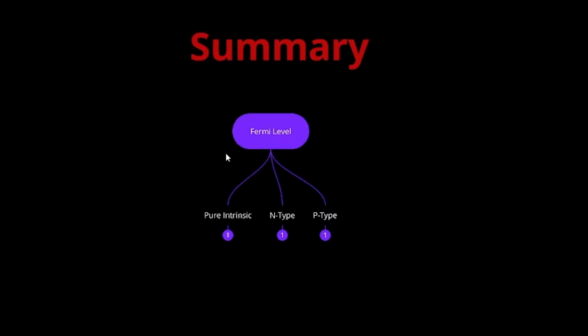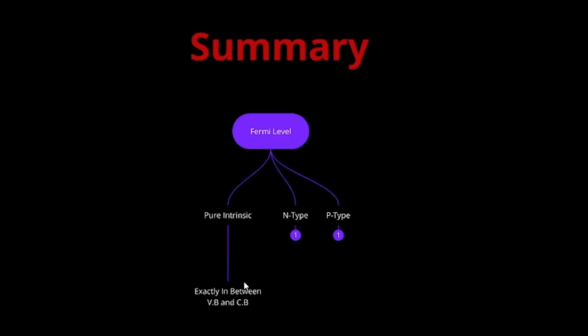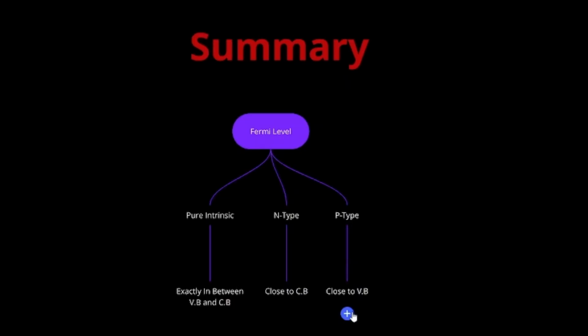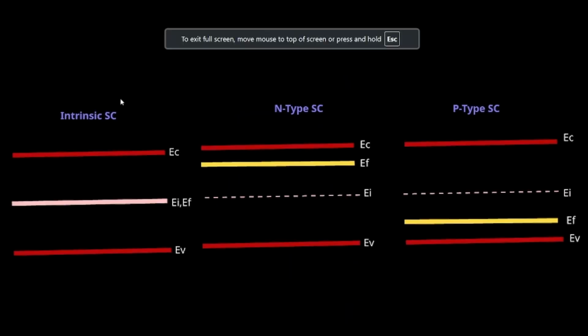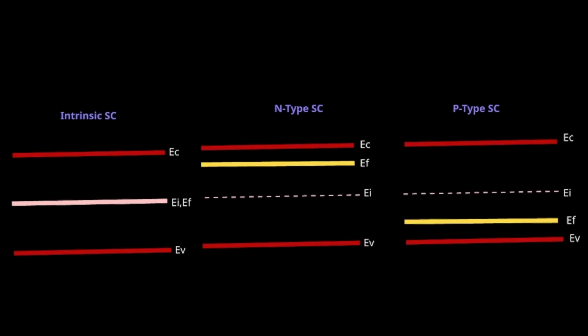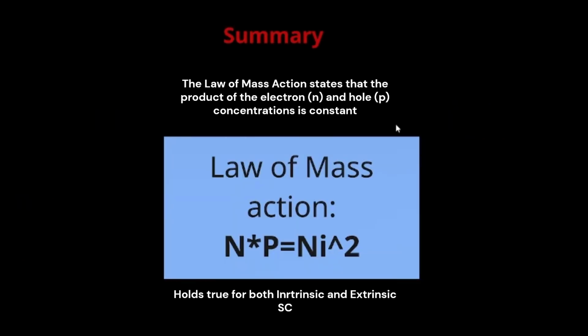And then we moved our discussion to the Fermi level. For a pure intrinsic semiconductor, the Fermi level lies exactly between the valence band and the conduction band. For N-type material, it is close to the conduction band, and for P-type material, it is close to the valence band. The Fermi level diagrams for intrinsic, N-type and P-type materials are shown here. It is exactly in between the valence band and the conduction band for the intrinsic semiconductor. In N-type material, it is close to the conduction band, and in P-type material, it is close to the valence band.